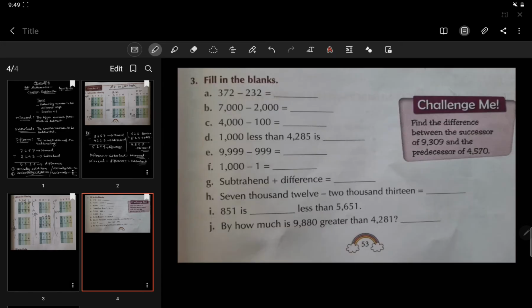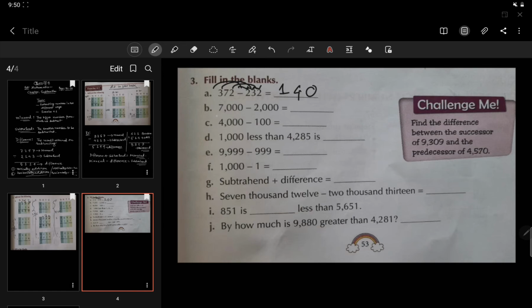Now please open page number 53. You will get question number 3. Question A says 372 minus 232. So if you subtract horizontally, you have to start from the ones place. 2 minus 2 is 0. 7 minus 3 is 4, and 3 minus 2 is 1. So the difference will be 140.